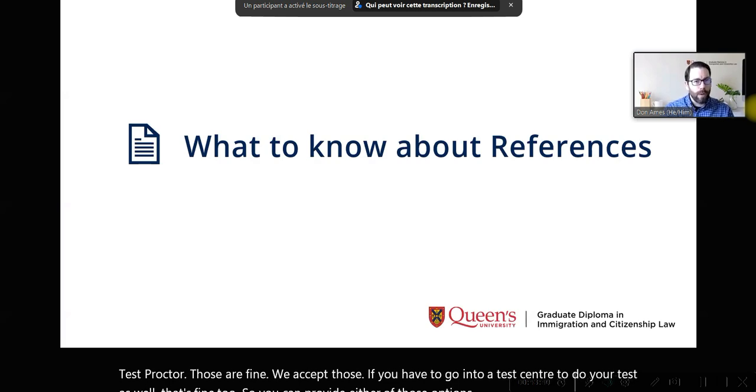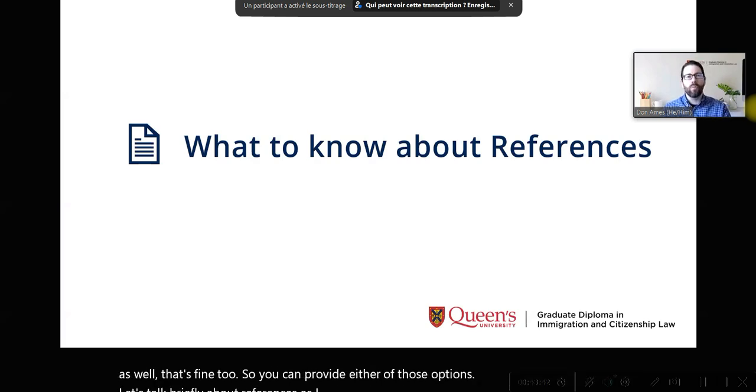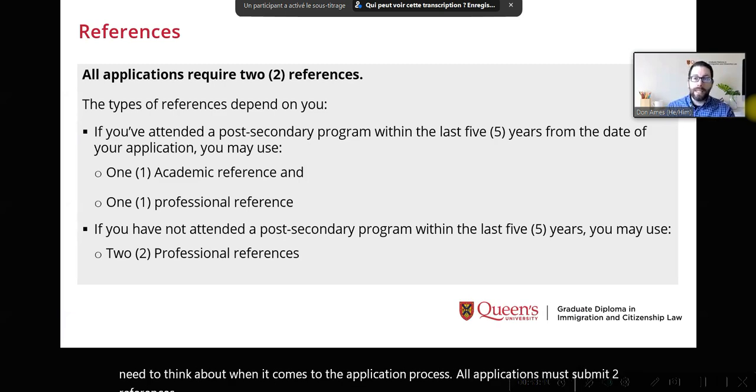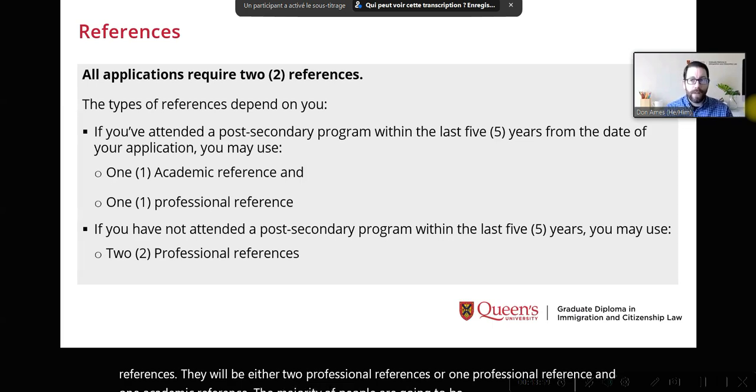Let's talk briefly about references. As I've mentioned, references are a really key area that people need to think about when it comes to the application process. All applications must submit 2 references. They will be either 2 professional references or 1 professional reference and 1 academic reference. The majority of people are going to be providing 2 professional references.